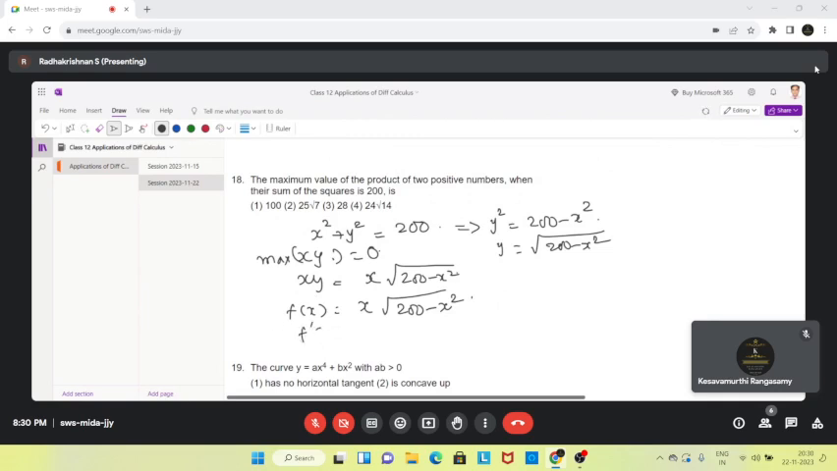f dash of x equals u into dv, with the square root as the power of half, right? So 1 by 2 root of 200 minus x square, and then you differentiate this.